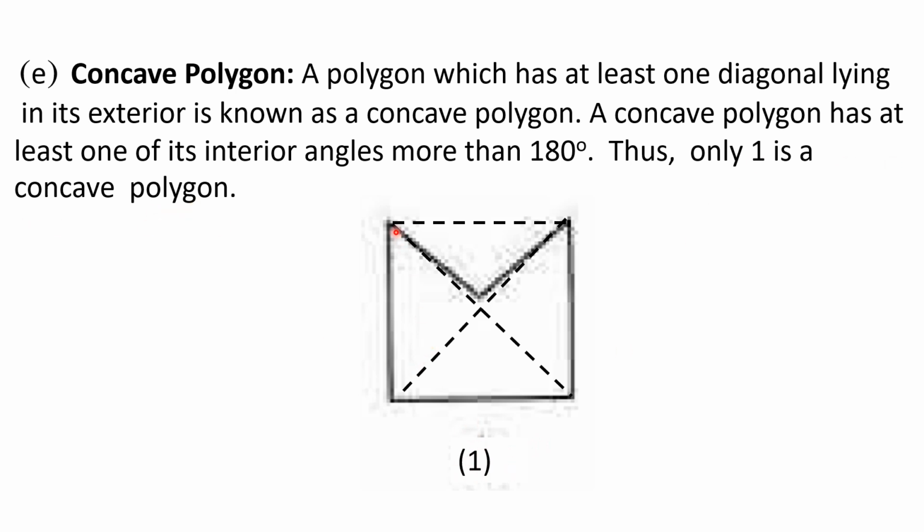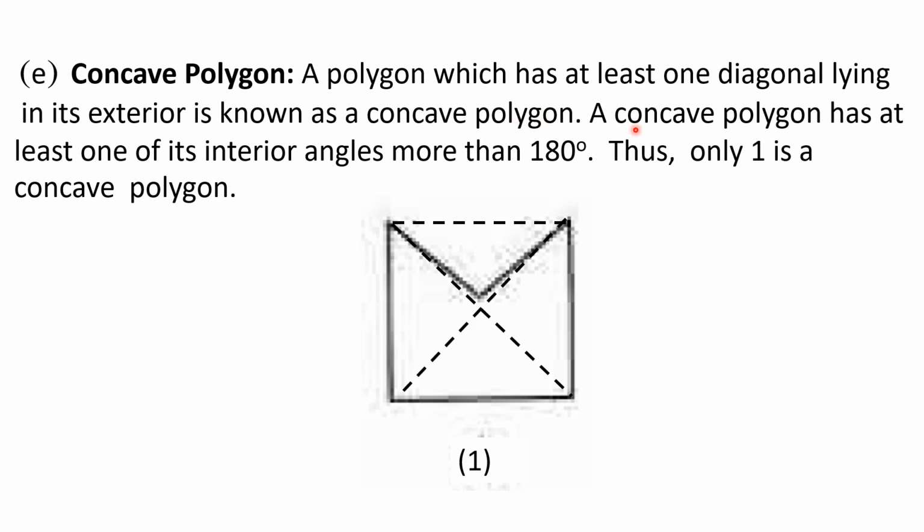You see now, one diagonal is this, which is in the interior. One diagonal is this, which is in the interior. But this diagonal is lying outside because the polygon is from here to here. And this diagonal is lying outside the quadrilateral, outside the pentagon, outside the polygon. So that is why it is a concave polygon.